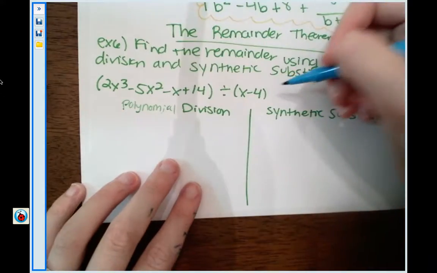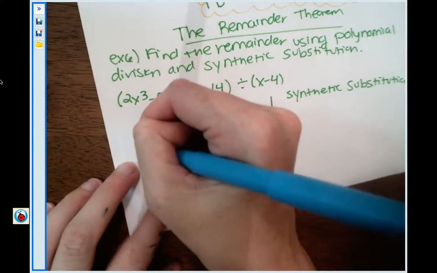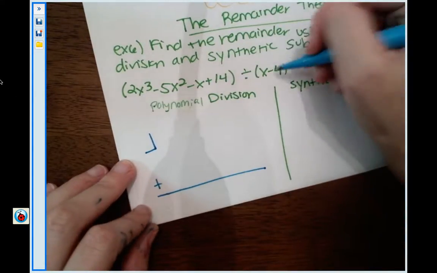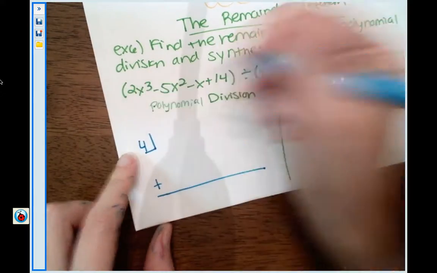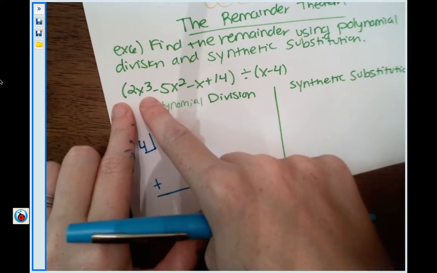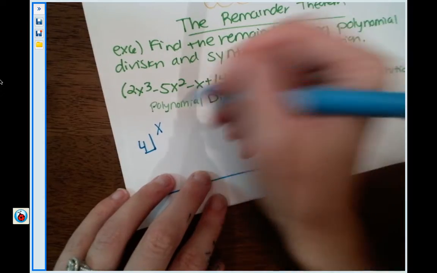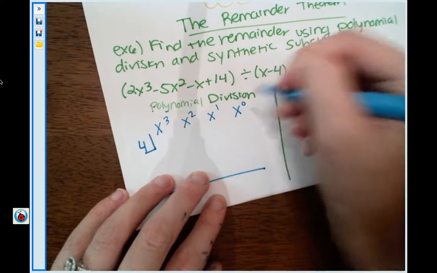Okay, so I'm going to be doing synthetic division with this division up here. Alright, so I'm going to set up my box, my plus sign. Remember, the opposite of this number goes in the box, so I'm going to put a 4. My highest exponent is x to the third, so I'm going to start lining them up. I'm going to go down by 1 each time. So x to the third, x squared, x to the first, and x to the 0.